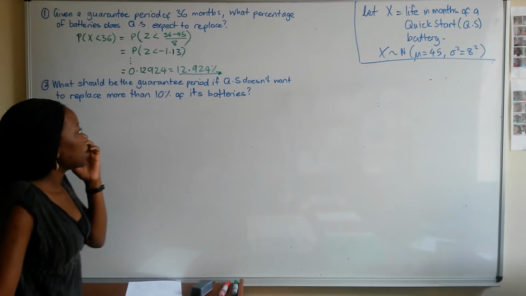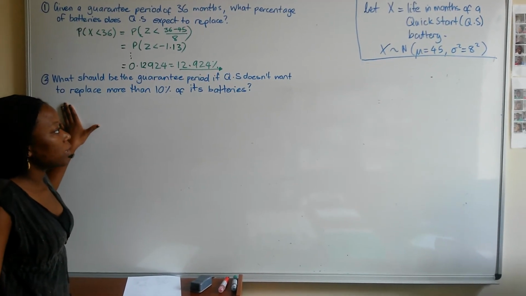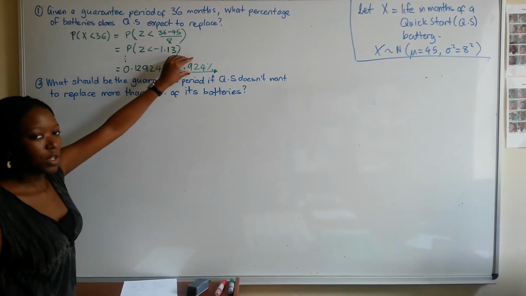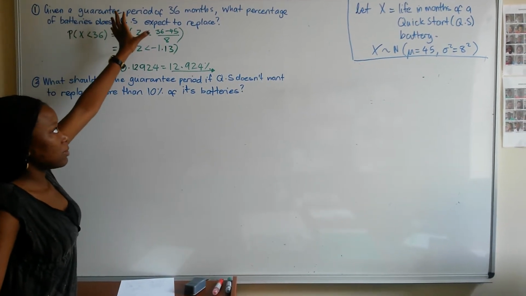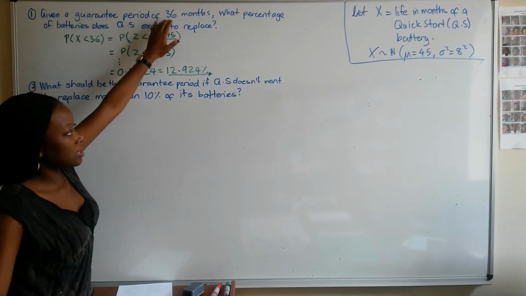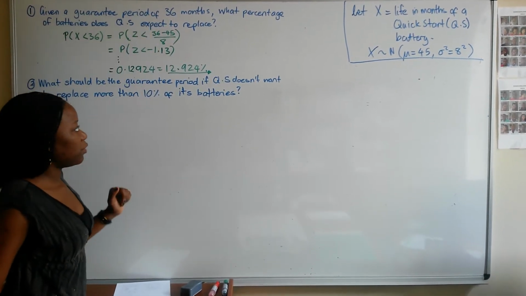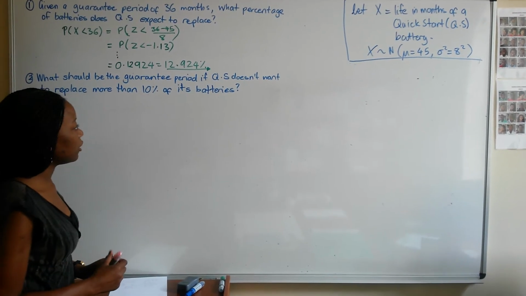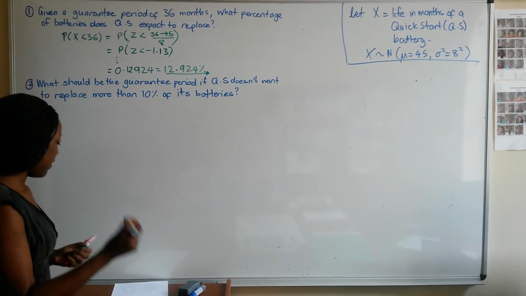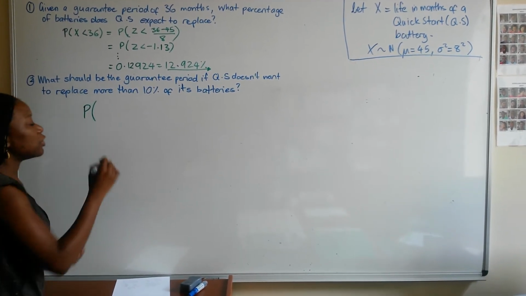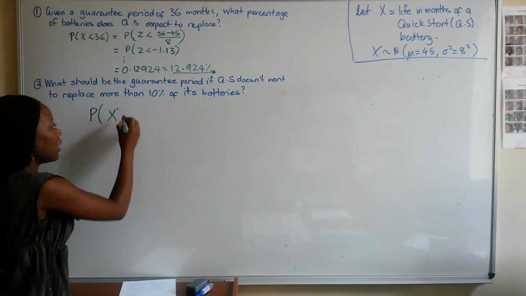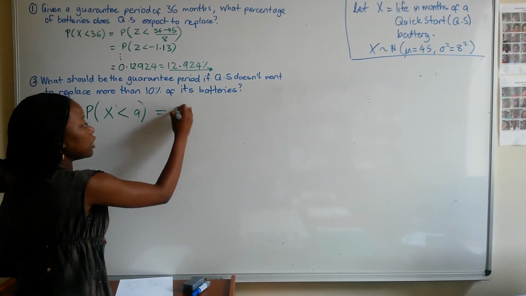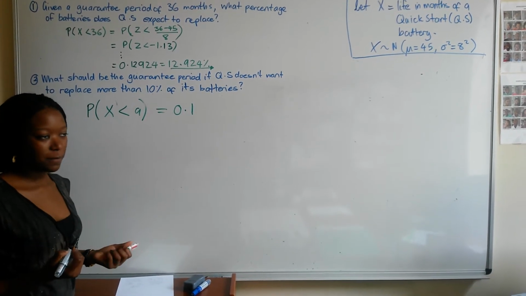Then the next question said, what should be the guarantee period if Quick Start doesn't want to replace more than 10% of its batteries? So it wasn't happy with this 12% idea with the 36 months of a guarantee period. So it wanted to know how long it should guarantee the battery for so that it's only replacing 10%. So we know that we want to only replace batteries that are lasting below a certain number, okay? And the proportion of those batteries is going to be 10%, which is 0.1.